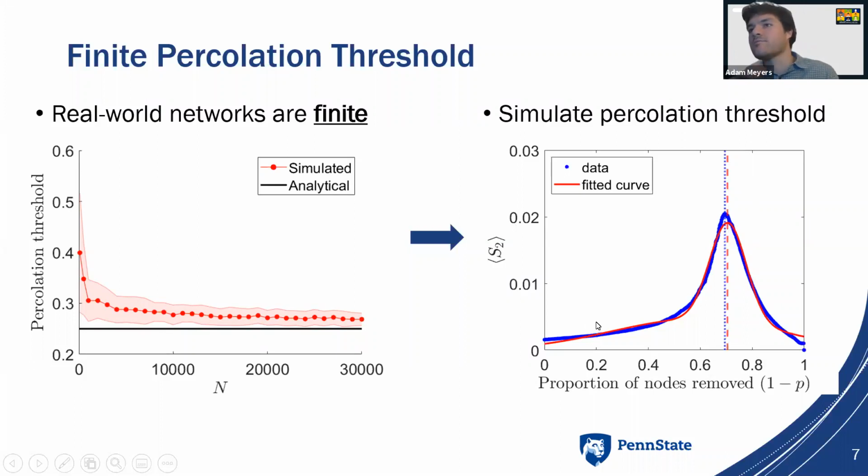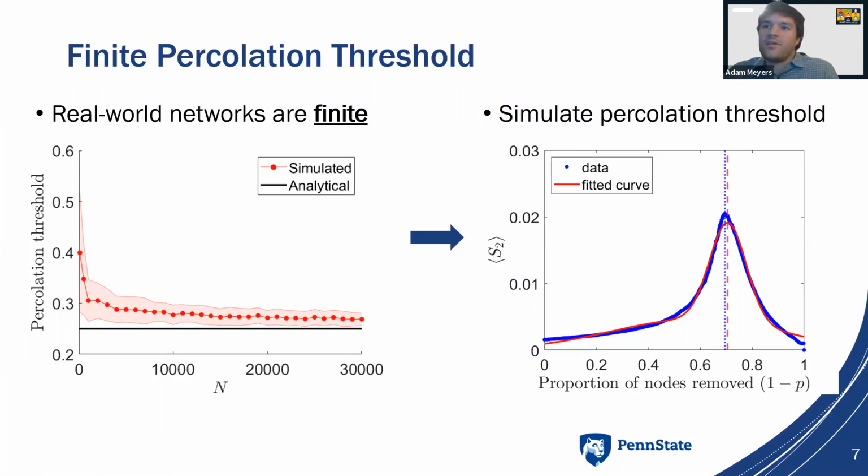So this is again over many iterations. This is the average size of the second largest component. Each realization would generate one of these curves. We average those curves together to get the blue curve. The standard in the literature is to just take the maximum of the blue curve, but we're going to propose to fit a curve to the blue curve, and then take the peak of that, and that'll be used to form the estimate of the percolation threshold.